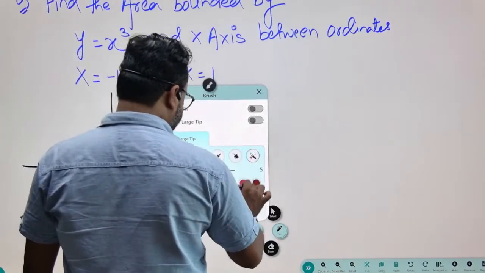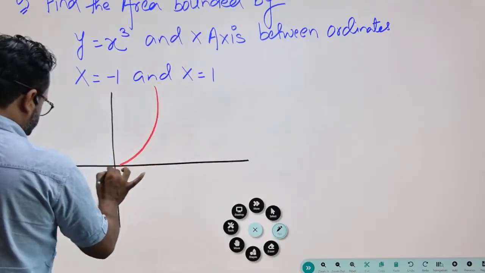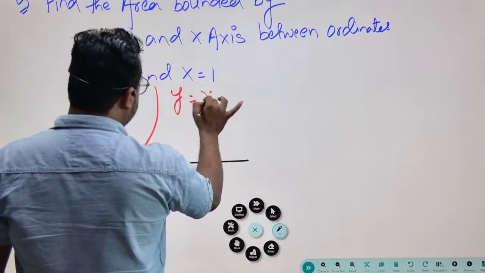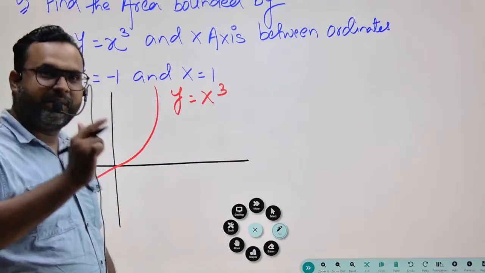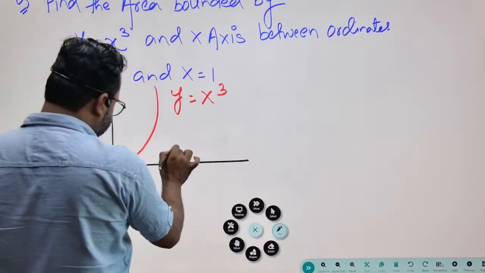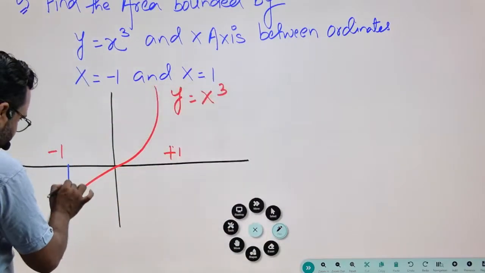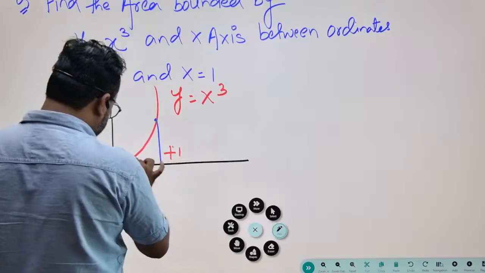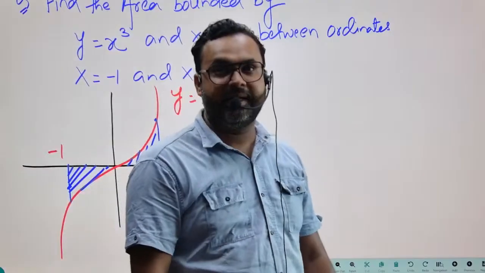So we have a curve, x-axis and y-axis. So y is equal to x cube, the nature of the graph will be like this. We need to find the area between -1 and +1. So -1 somewhere here, and +1 somewhere here. That means we need to calculate this shaded region.